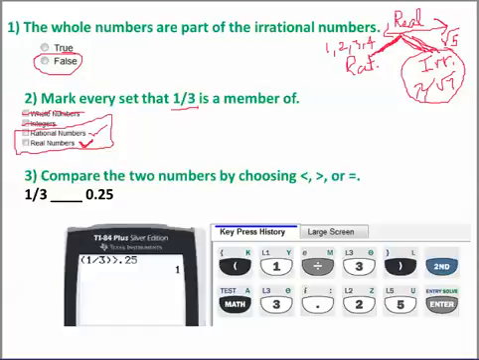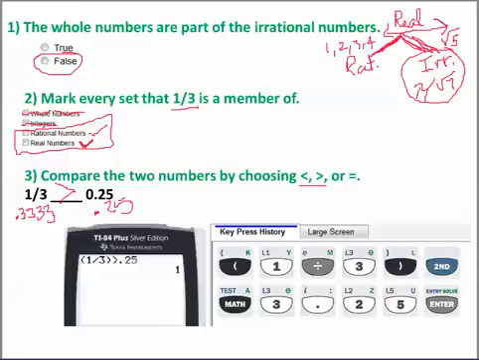Compare these two numbers, choosing greater than or less than. Well, let me tell you first how I would do it, just me. Well, 1/3, I happen to know, but I could also put into my calculator, is about 0.33333. So it's like a little over 33 cents. 0.25 is 25 cents. That tells me that 1/3 must be greater than 0.25. But if I didn't know that, I could get my calculator to tell me.